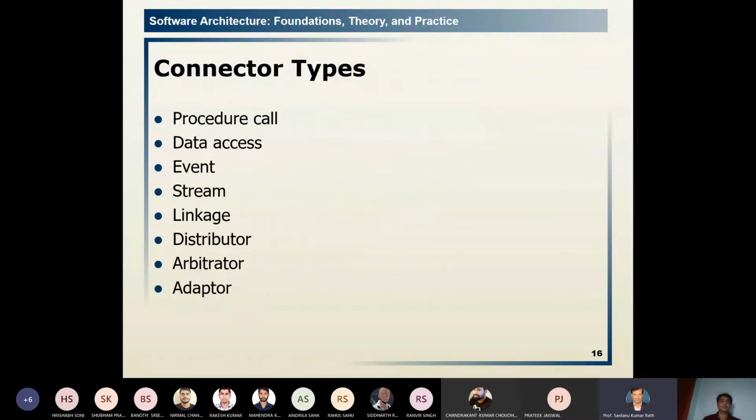Then these are the previously six generalized connectors we have discussed. Okay, and here the types. These are some varieties. The previous six are standard connectors, and these are the types of connectors. One is the procedure call, the data access, the event connector, the stream connector, the linkage, the distributor, the arbitrator, and the adapter. Two more are here, right? Yes, sir.